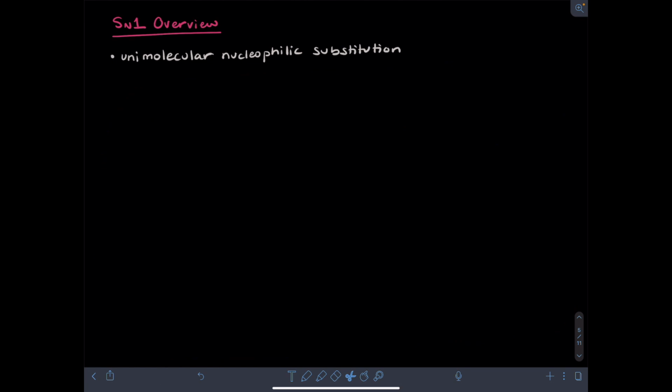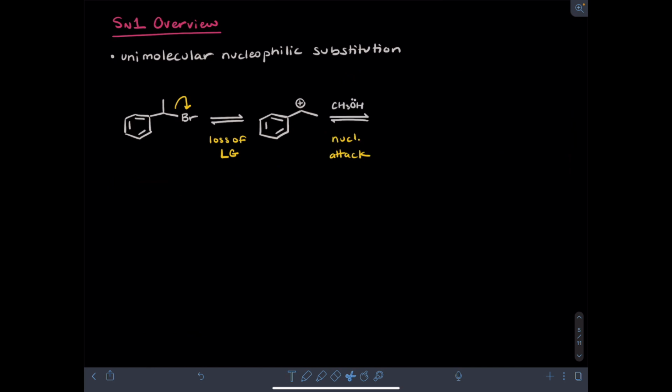SN1 reactions are going to be unimolecular nucleophilic substitution reactions, where unimolecular is just referring to the rate-determining step. Here's an example alkyl halide where the alkyl halide is secondary and benzylic. This alkyl halide could undergo a loss of leaving group step. This would generate a carbocation intermediate, which is secondary and resonance stabilized. This carbocation is a strong electrophile, and it could be trapped in a nucleophilic attack step. Here I'm showing a methanol solvent molecule acting in this role.